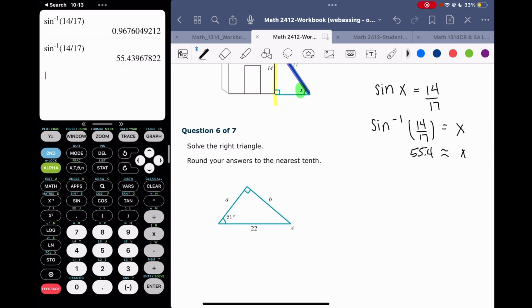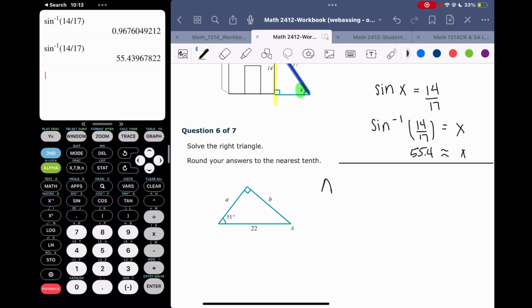All right, let's go ahead and look at number 6. Number 6 says, solve the right triangle. Round your answers to the nearest tenth. Okay, so let's put this in order.